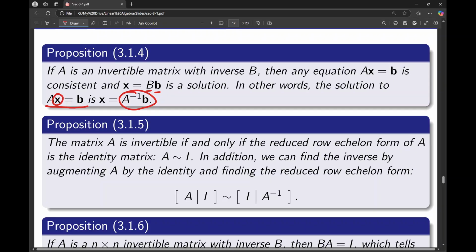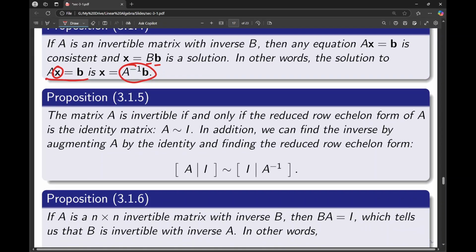Proposition 315: the matrix A is invertible if and only if the reduced row echelon form of A is the identity matrix. So it's Gauss-Jordan equivalent to I. In addition, we find the inverse by augmenting A by the identity and finding the reduced row echelon form. So you just take your matrix A, augment the entire identity matrix, and then do Gauss-Jordan elimination. And if you end up with I here, then the matrix over here is A inverse.